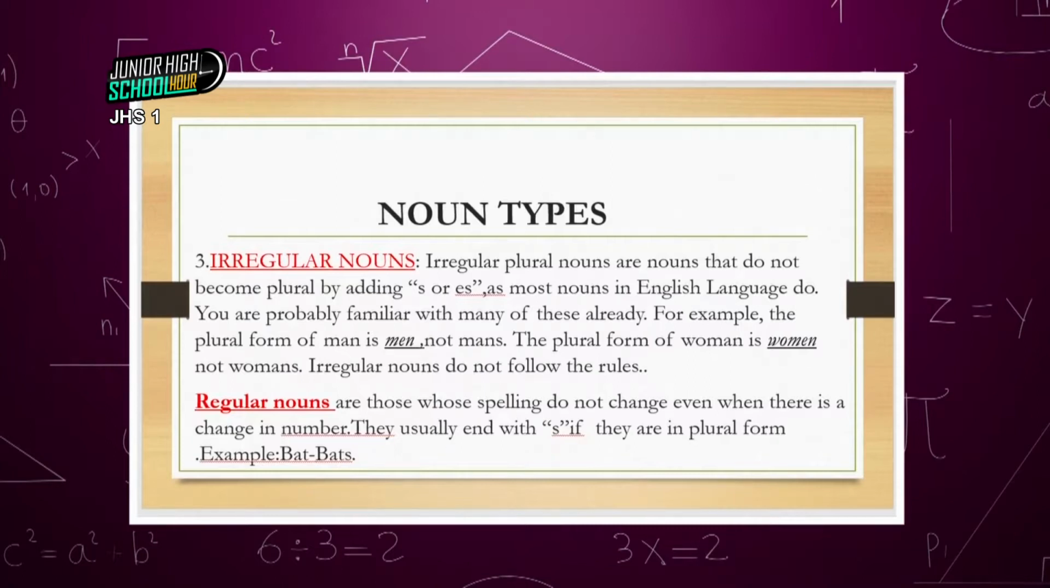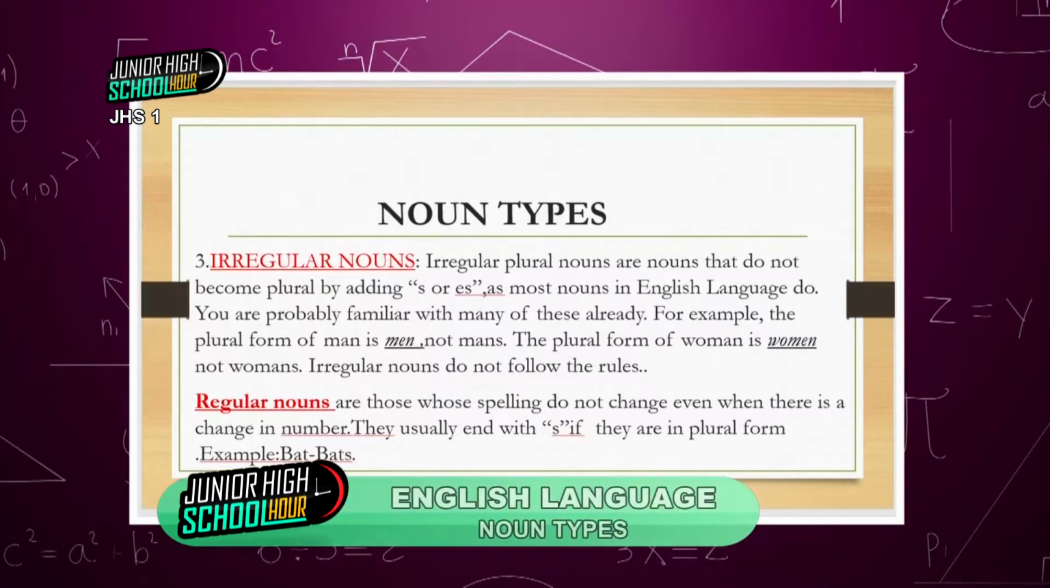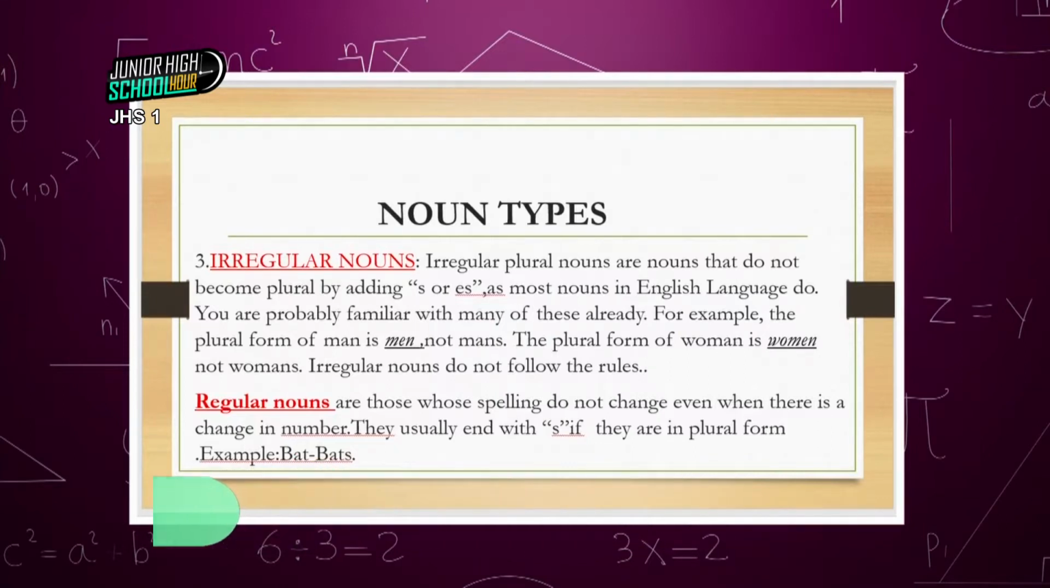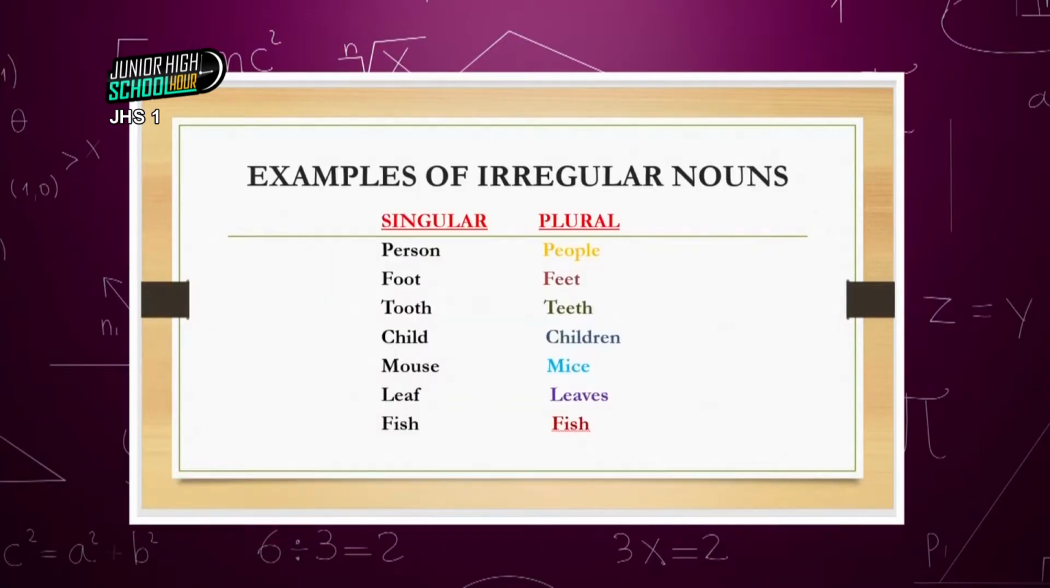Okay, then I went on to refresh your memory on regular nouns. Those are spellings that do not change even when there is a change in number. So for example, we have bat, and then the plural form is bats, as in adding s to it. Then I gave you some examples of irregular nouns. Person, we have people. Foot, feet. Child, children. Mouse, mice. Fish, fish, as in singular and plural. They do not follow rules.